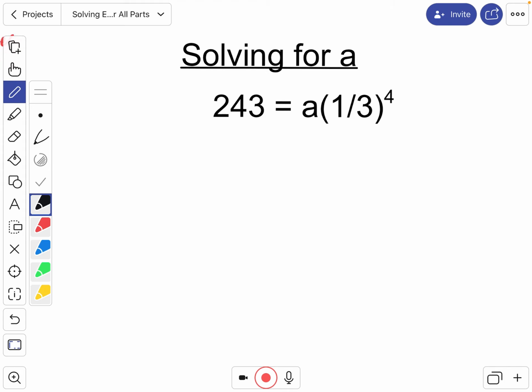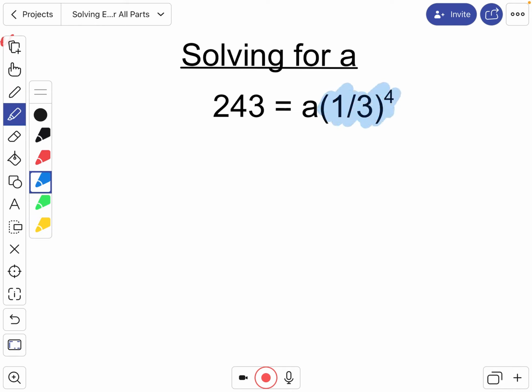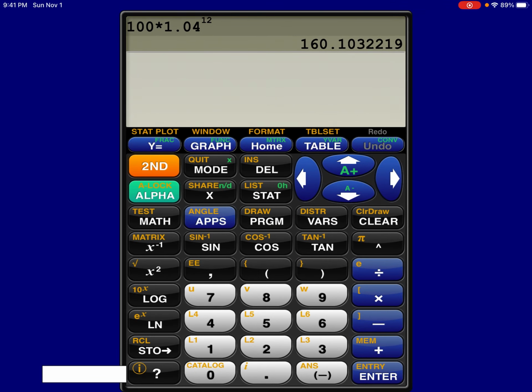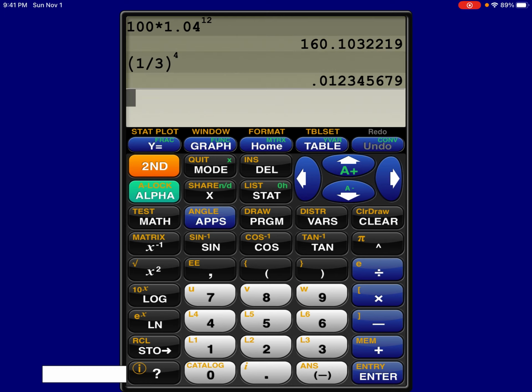And this one, what we're going to do is we are going to evaluate this stuff right here. So 1/3 to the 4th is just a number. We can figure that out in our calculator, and then we'll divide both sides by that. So let's do that. 1/3 to the 4th. 1 divided by 3. Now, I got to be careful here. I need to put this in parentheses. Otherwise, it'll just do 3 to the 4th. So I got to insert parentheses, 1/3 to the 4th.